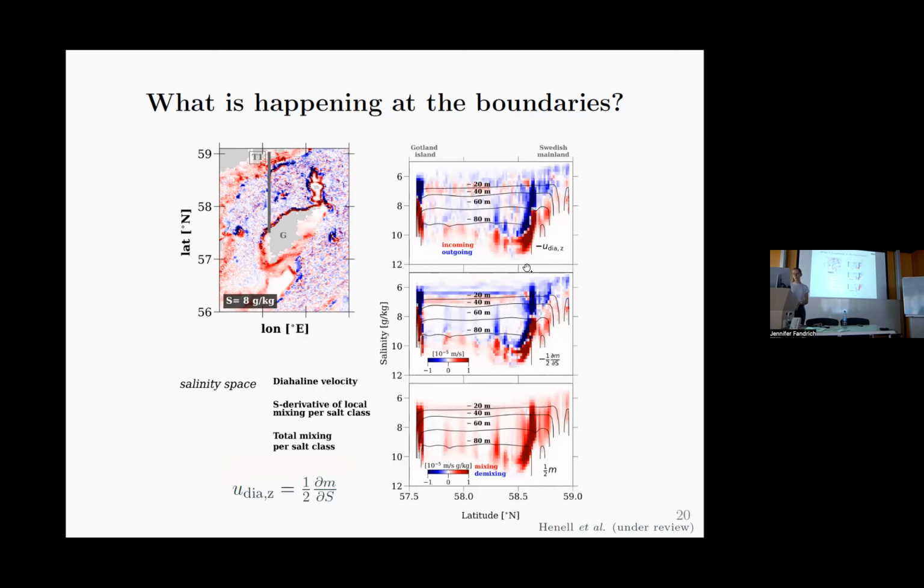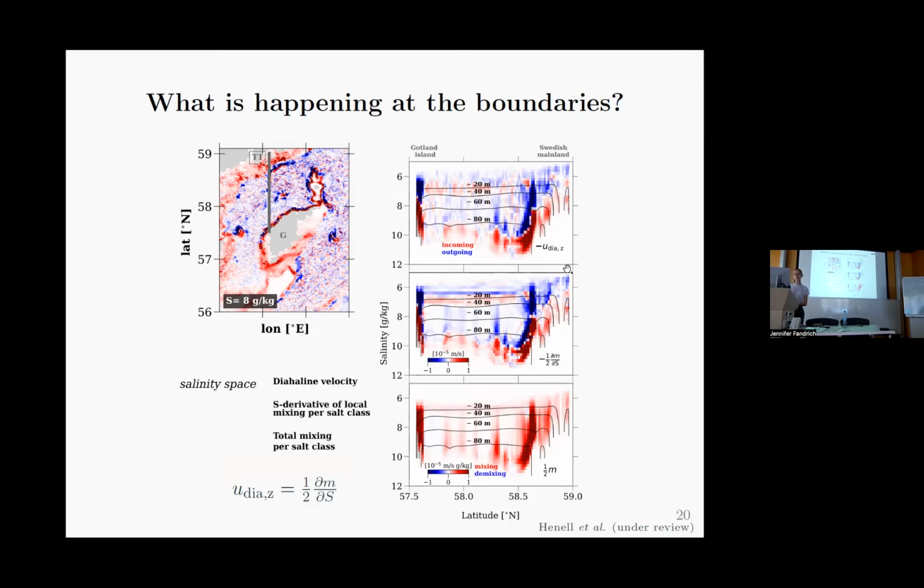So we do that in these 3 panels here. Just for orientation, in the left part of the plots, that's starting here towards the south and then going northwards. So this is towards the north. And in the first panel, we have the diahaline velocity.